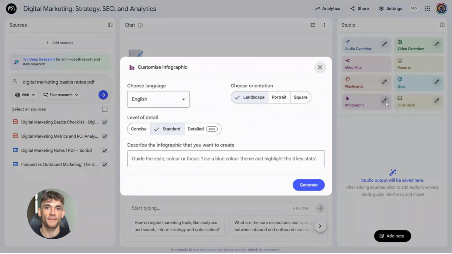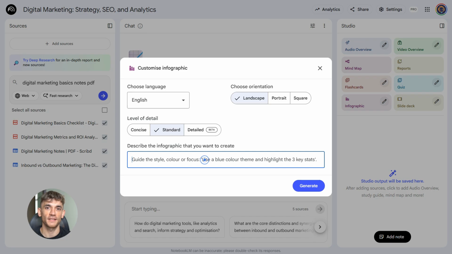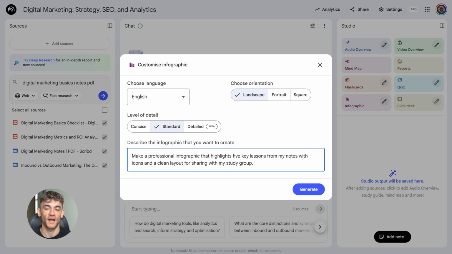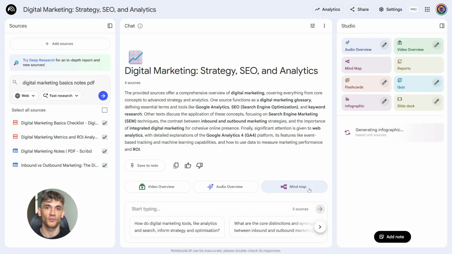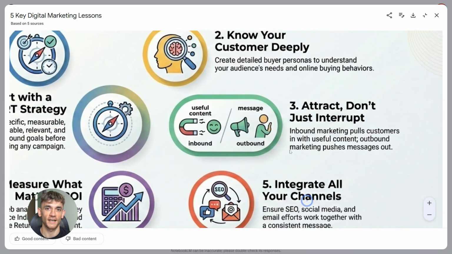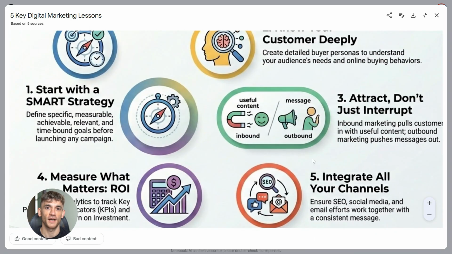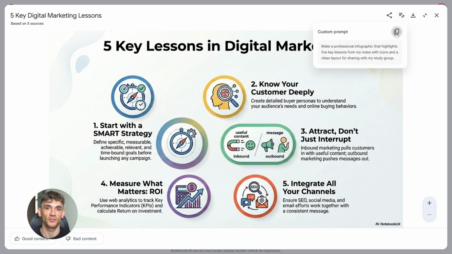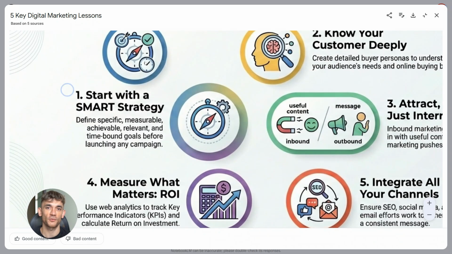So back at it. And if you want something simple, try this. Make a professional infographic that highlights 5 key lessons from my notes with icons and a clean layout for sharing with my study group. This one is great for when you need something quick and shareable. By asking for a specific number of lessons and mentioning icons and clean layout, you're giving the AI design guidance too. The more specific you are about the visual style, the more polished your final result will be.